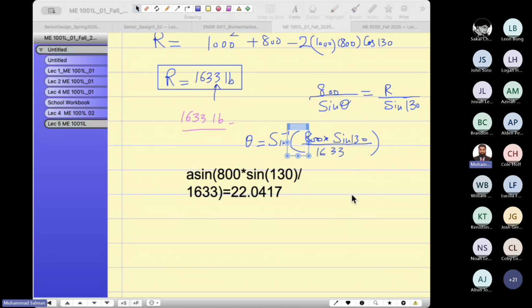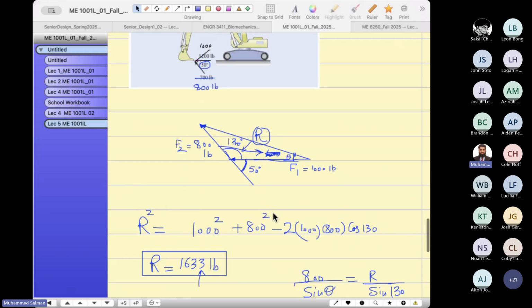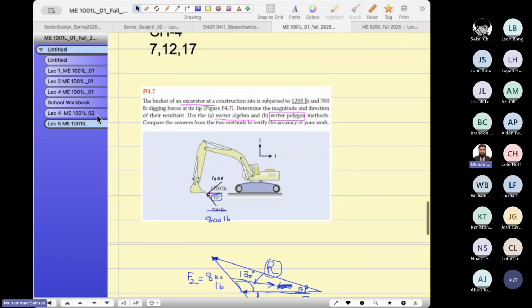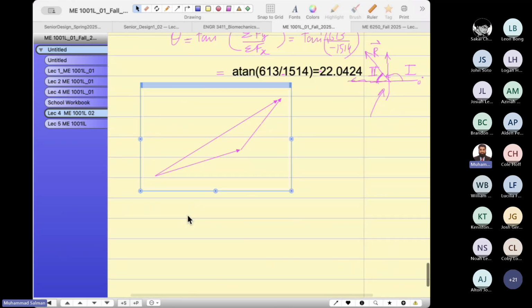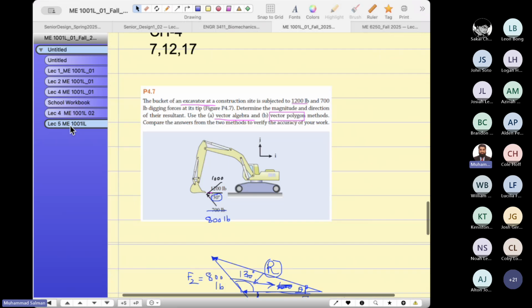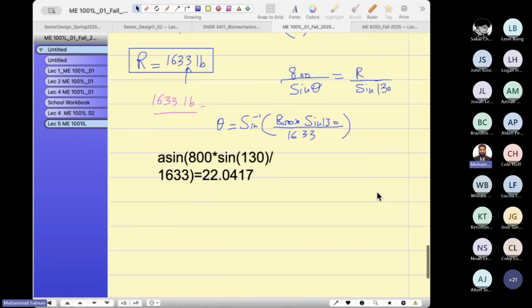Please type in yes if you have understood the vector polygon method and the vector algebra, both methods. Otherwise, you can write down the answer question in the chat box, and I will try my best to help you. Leila says yes, Lucilia yes, Muhammad yes, Khalif yes. Good job, guys. I'm glad that you have understood the vector polygon method to find out the resultant plus the vector algebra method. So now you can solve question number 7 easily.